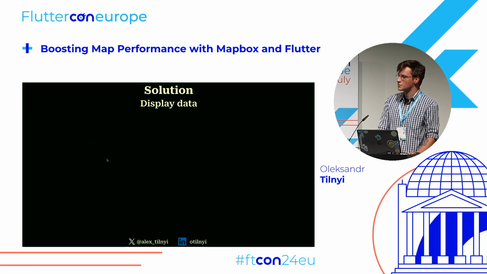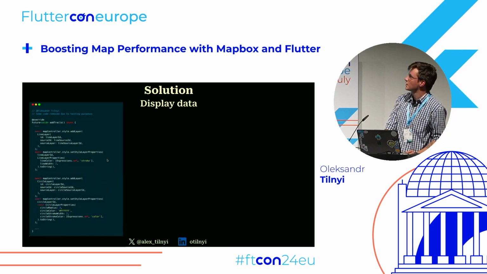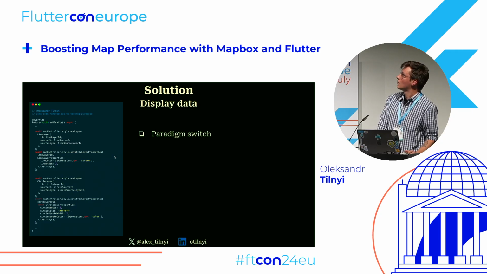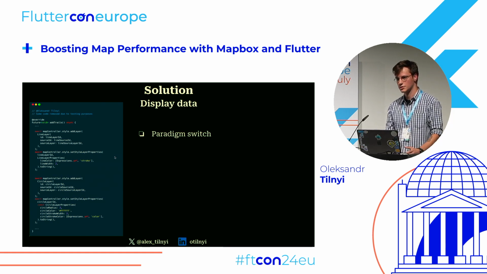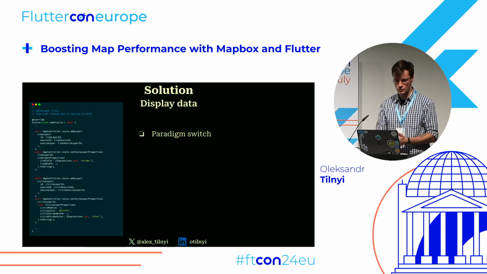The first point is to download the data, but of course we need to display it, because what's the reason for the data anyway in the application? So we needed to change our mind and make a paradigm switch. What I mean by that is that previously we were used to an imperative paradigm, to think how we want to achieve things, but for now we need to make a paradigm switch and think about what we actually want to achieve.